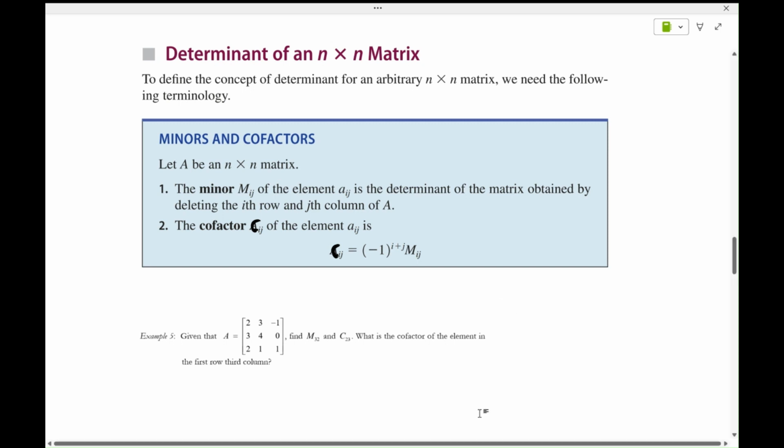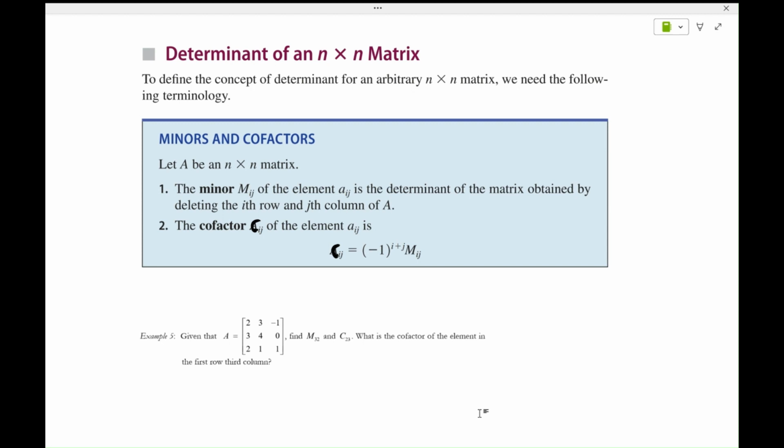Welcome back, viewers. This video will be a continuation of the last video on determinants. In the last video we talked about how to find the determinant of a 1 by 1 matrix, a 2 by 2 matrix, and a 3 by 3 matrix using Sarrus's rule.